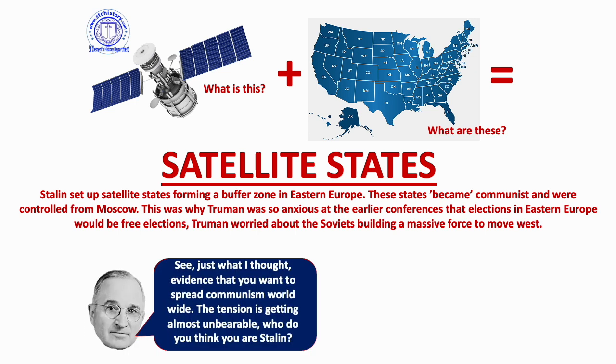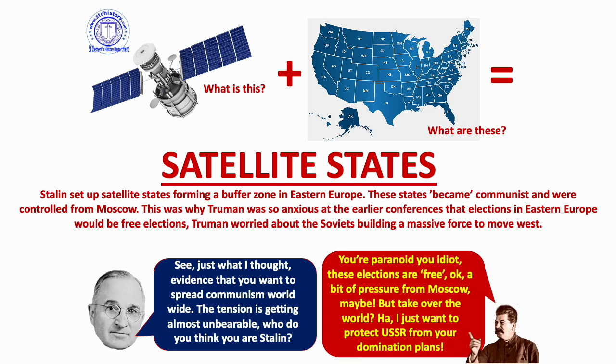So Truman says here, see, just what I thought. Evidence that you want to spread communism worldwide. The tension is getting almost unbearable. Who do you think you are, Stalin? So hopefully you can see now, with a bit of context and the last lesson on the telegrams, that tension is high. The Grand Alliance is definitely teetering on the brink here. And then Stalin responds, you're paranoid, you idiot. These elections are free. Okay, maybe a bit of pressure from Moscow, maybe. But just take over the world. Ha, I just want to protect the USSR from your domination plans.